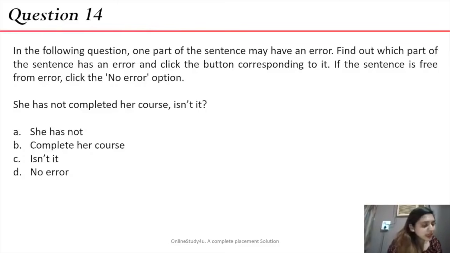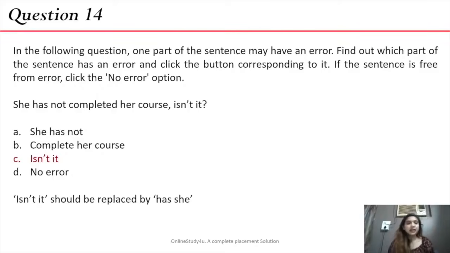Okay, so a lot of people say C, isn't it, won't it? Okay, C. A lot of people are saying, right. Perfect. So the answer is, the error of course lies with part C, that she has not completed her course. Has she? Okay, so isn't it has to be replaced by has she. Had it been he has not completed his course, then it would have been has he. So the it and the isn't out here is incorrect. We need to replace that by has she. That is your correct answer.